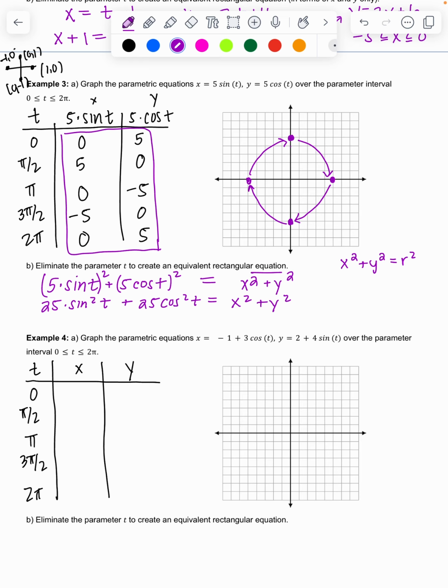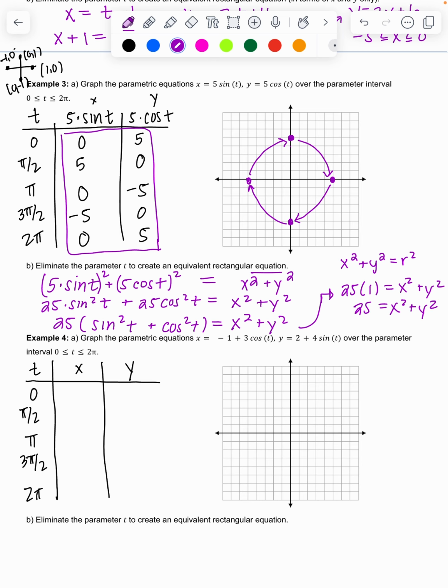Okay, how does that help me? I can factor out that 25 and give me sine squared t plus cosine squared t. That's still equal to x squared plus y squared. And then why does that sine squared t plus cosine squared t just go away? It's going to go away because that is our Pythagorean identity. So that means we have here 25 times 1 equals x squared plus y squared. So 25 is our r squared. So this is kind of showing that, yes, our radius is 5.